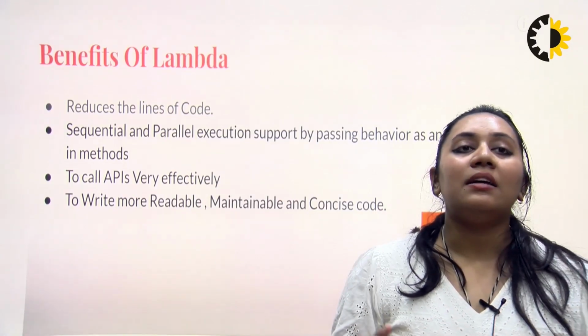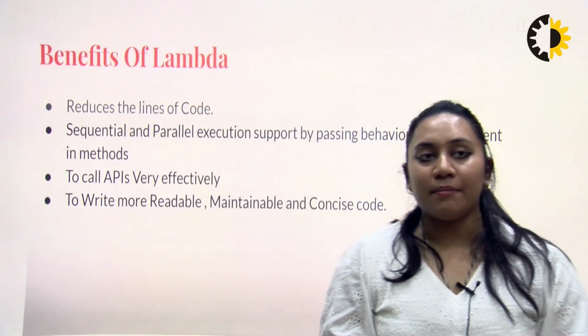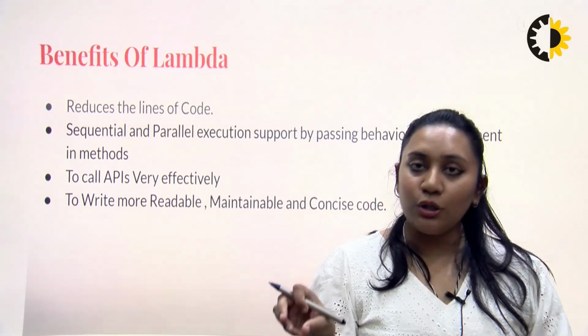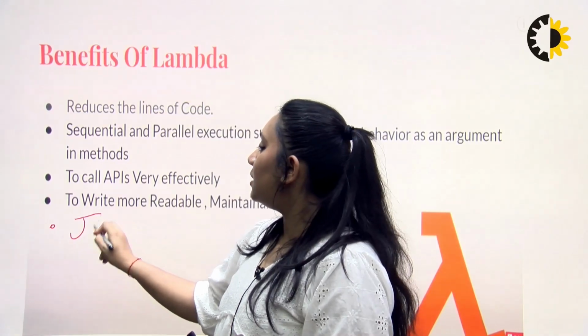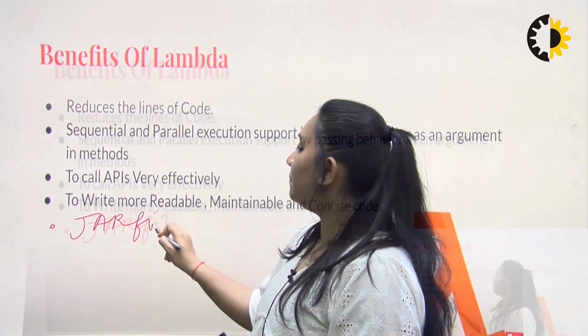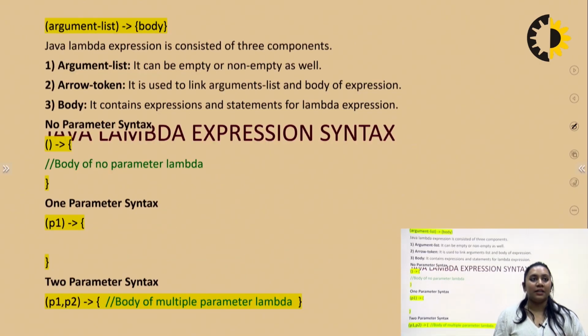It supports sequential and parallel execution, supports passing behavior as an argument in a method, and it is also used in jar files. It makes the code more readable and concise, and it also makes calling the API very effective. Right, now let's understand a few characteristics of the lambda expression.